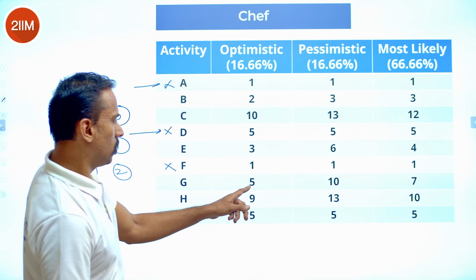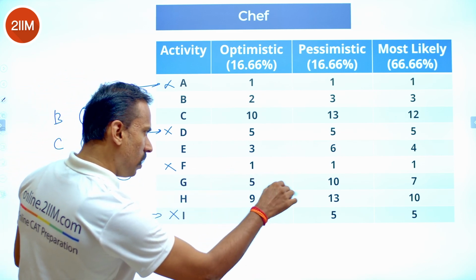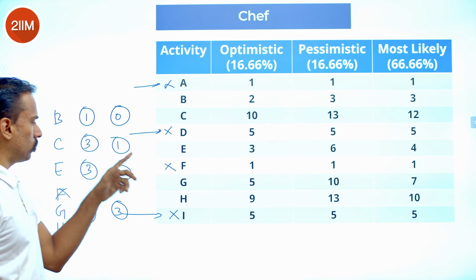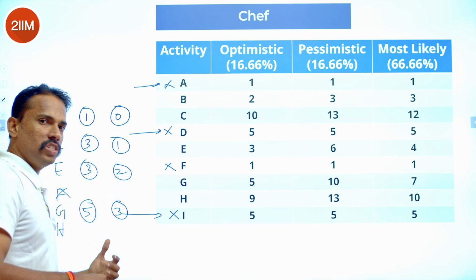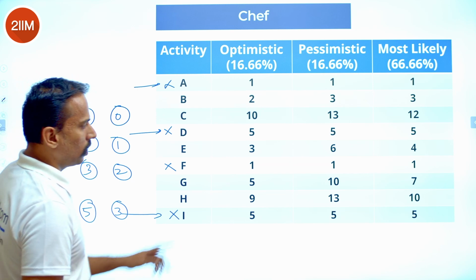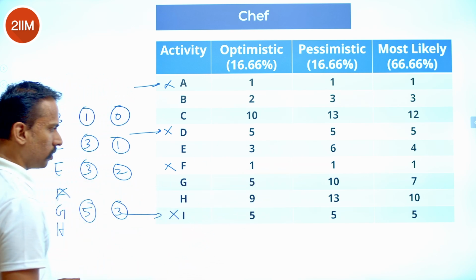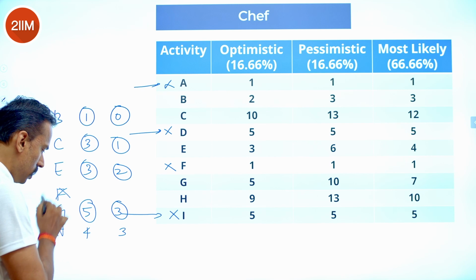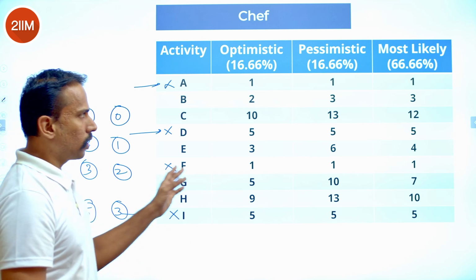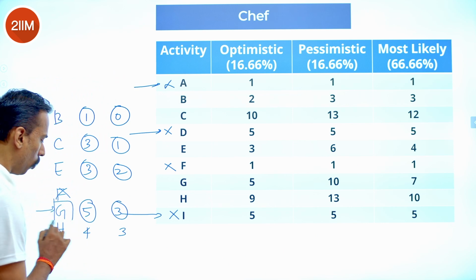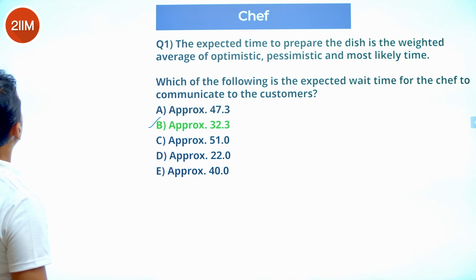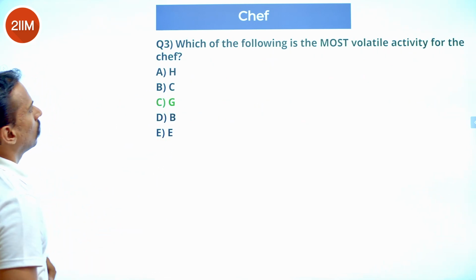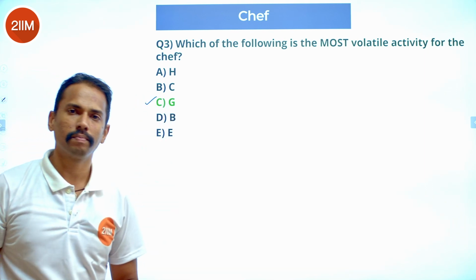Okay. G and H. What about G? G is 5, 10, 7, right? So it's going to be 5 and 3. So this happens to have more changes than all the previous ones. The others were 1, 0, 3, 1, much lesser compared to activity G's time changes. Last, H, 9, 13, 10. This is 4 and this is 3, which is still lesser than G. So it seems like G is undergoing so many changes across the different cases. So G is more volatile. So our answer, option C. G is the right answer. Yeah, yes, we are right. G is the answer.